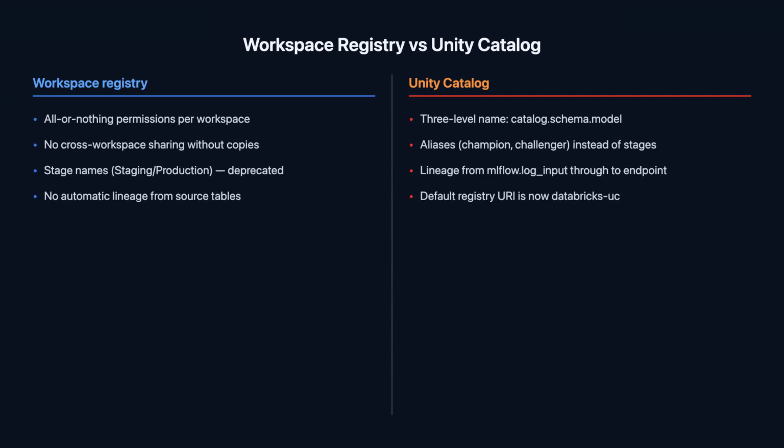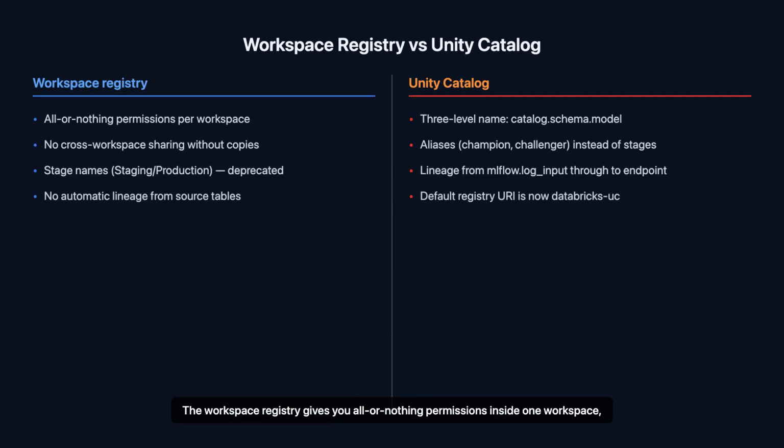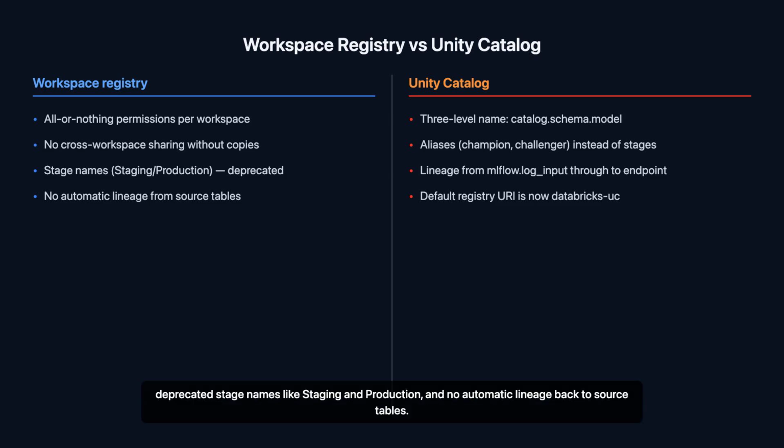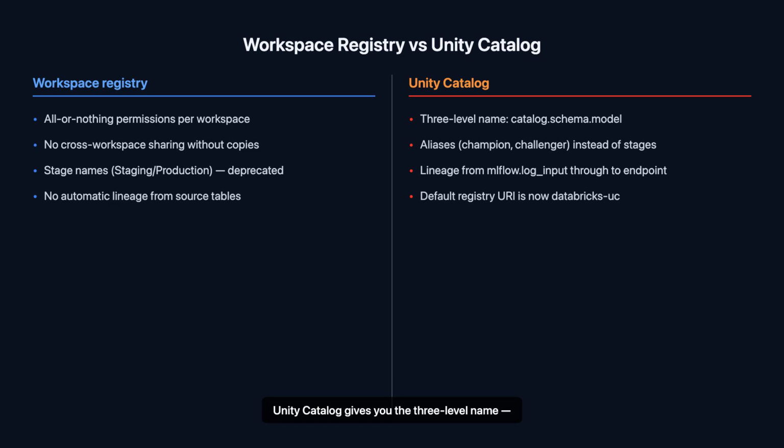Side by side, the workspace registry gives you all or nothing permissions inside one workspace, no real cross-workspace sharing without manual copies, deprecated stage names like staging and production, and no automatic lineage back to source tables. Unity Catalog gives you the 3-level name, catalog.schema.model, mutable aliases like champion and challenger, automatic lineage from MLflow.loginput through to the serving endpoint, and the default registry URI is now Databricks UC. New MLflow 3 code lands in UC without any explicit configuration.